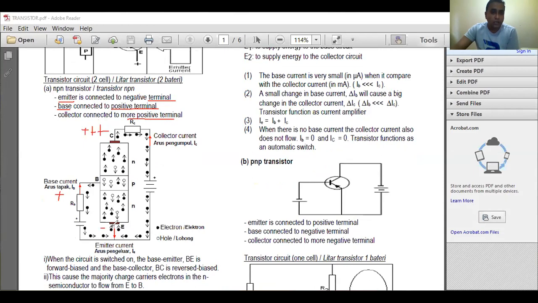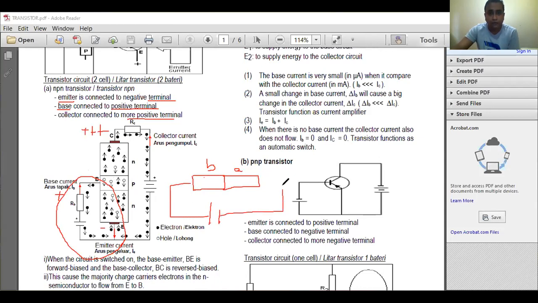Now if you look at the emitter and base, let's say I draw in this manner. We have the emitter, we have the base. If you look at only the part between the emitter and base, the base is connected to a positive terminal and the emitter to a negative terminal. The emitter is an N-type semiconductor, the base is P-type. So actually, the emitter and the base is like a diode.